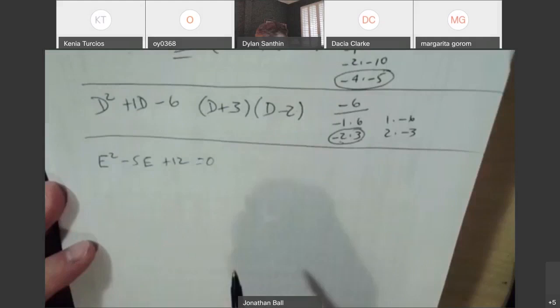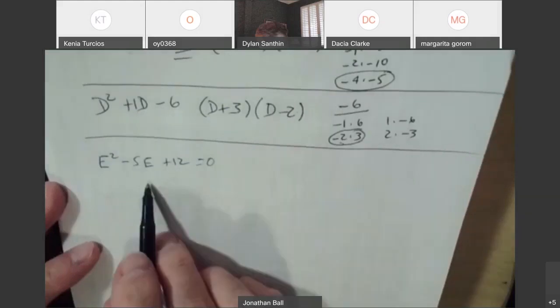Not particularly important. Okay, now, what's this going to look like if the linear term's negative?